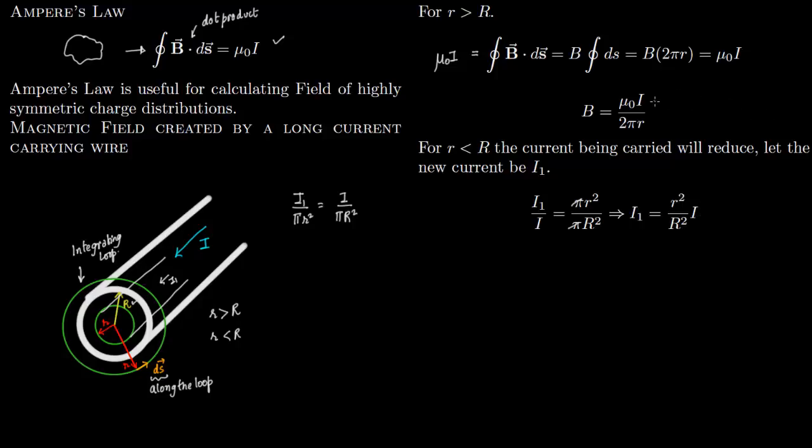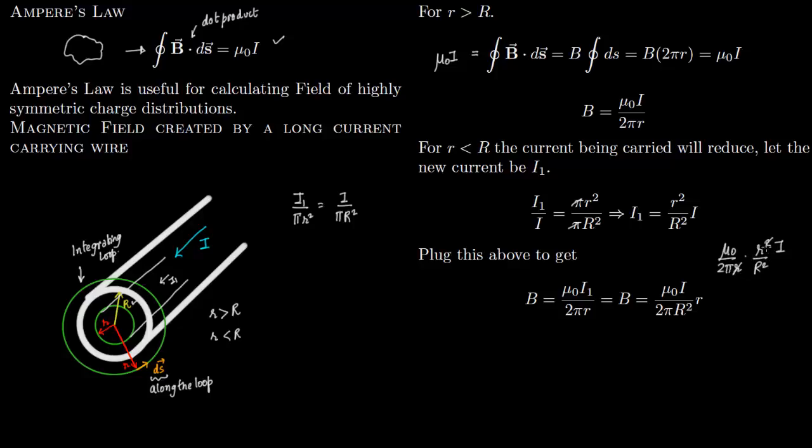We just use the same formula because you will still have to integrate around the small radius r. So you plug this I1 into the above formula. Instead of I, you plug in I1, and instead of I1 you plug in r squared over capital R squared times I. You do the cancellation and you get mu naught over 2 pi r times r squared over capital R squared times I. After the cancellation, you get mu naught I r over 2 pi R squared.